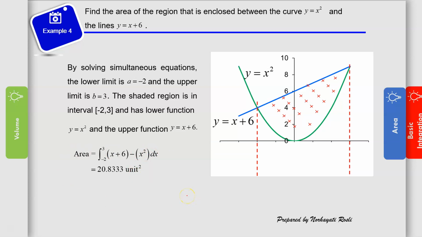20.8333 unit square. So class, this is how we can compute the area if we have two functions, and this is the last part of the area using integration. In the next video, we will see how we can find the volume using integration.